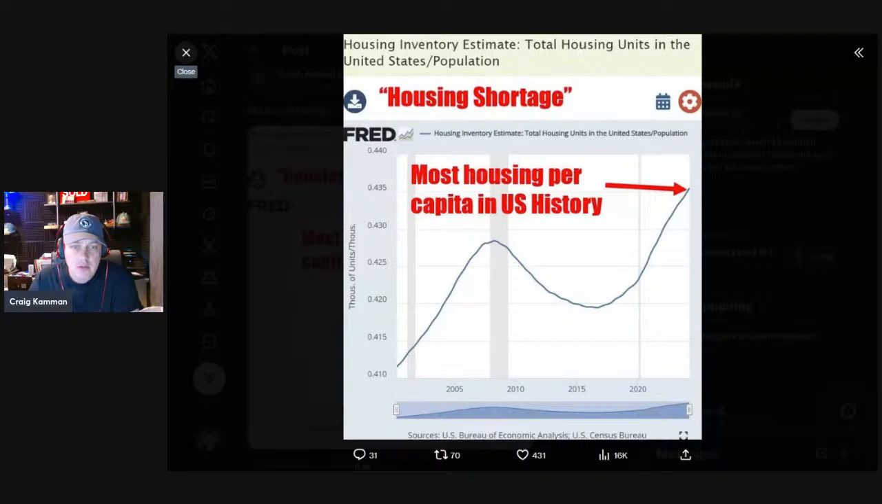But let's first start where this whole thing triggered from. And when you look at this logically, it intuitively seems to make sense, right? So you have the most housing per capita in history. What this is, it's a FRED graph, St. Louis Federal Reserve database, housing inventory estimate, total housing units in the United States divided by population. Okay, so this looks, well, that's common sense. For every person, you need a housing unit.